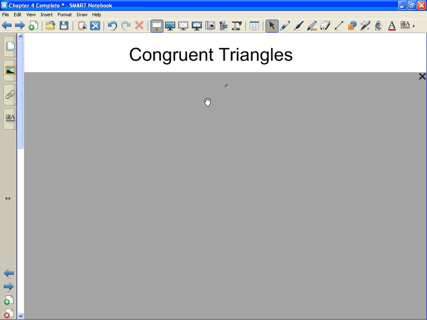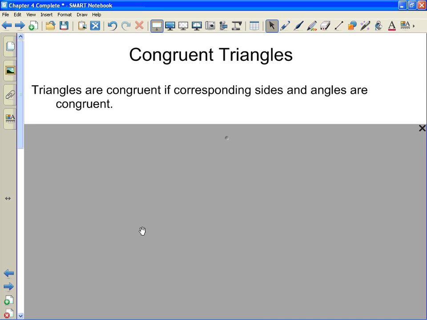Alright, I'm going to talk about congruent triangles and what it means when we have congruent triangles. We want to know what congruent triangles do for us and what it really means if we have congruent triangles before we get into trying to prove that triangles are congruent. If you have congruent triangles, that means all of the corresponding sides and angles are congruent as well.